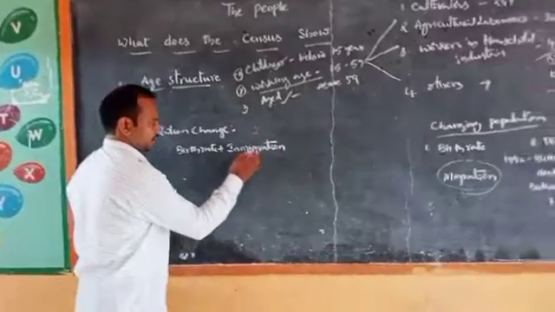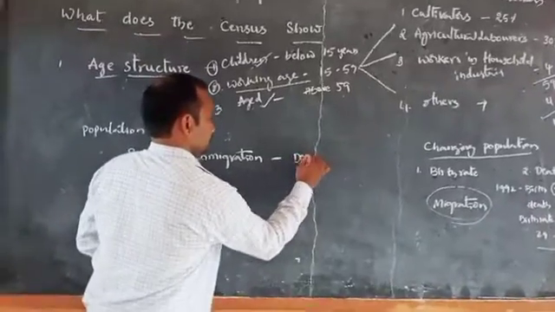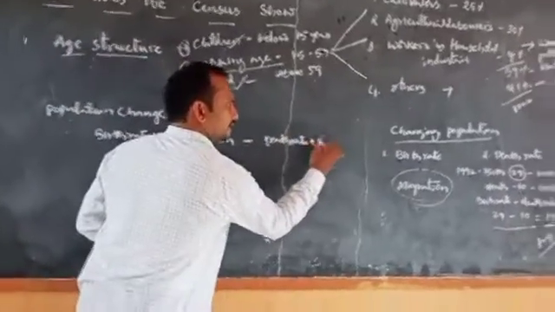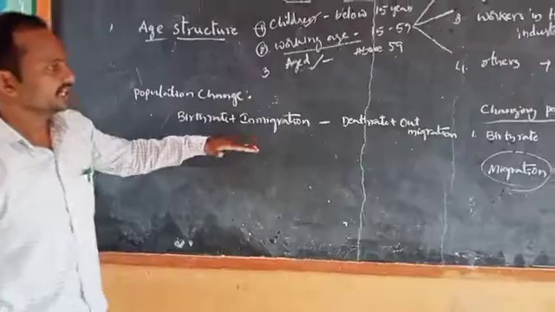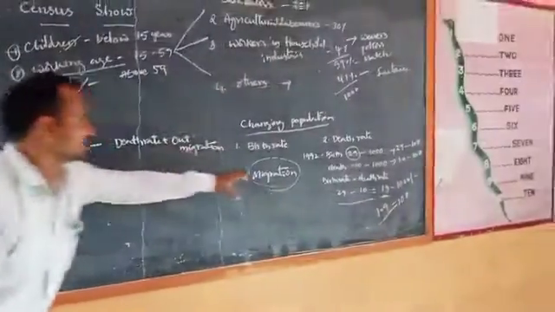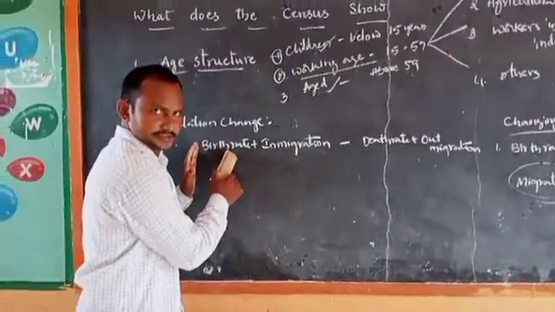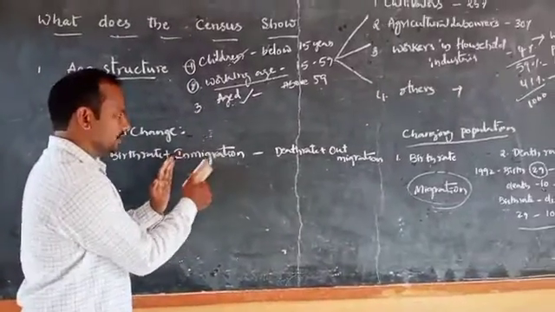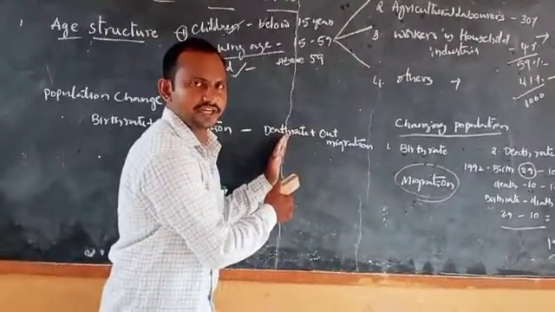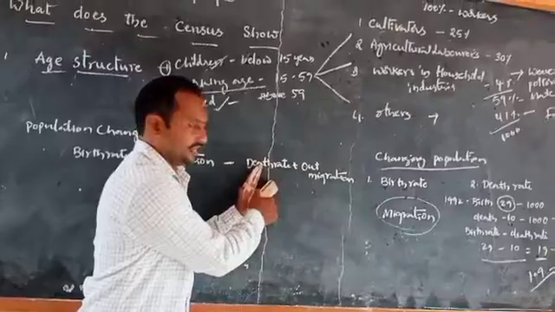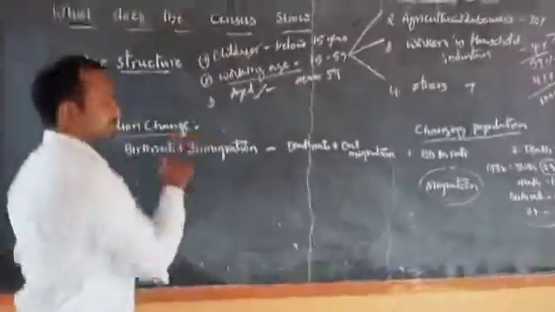Here, birth rate plus in migration, we have to add these two, minus death rate plus out migration, those who are going out from the country. When we take migration into consideration also, then we have to use this formula: birth rate plus in migration. Birth rate means the number of births that have taken place per 1,000. In migration is the people who are coming into our country, minus death rate, the people who die for every 1,000 people in a year, plus out migration, those who are leaving our country and going to another area. Then we get the population change.